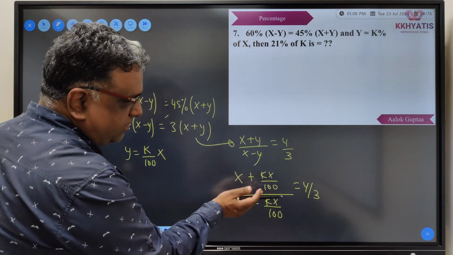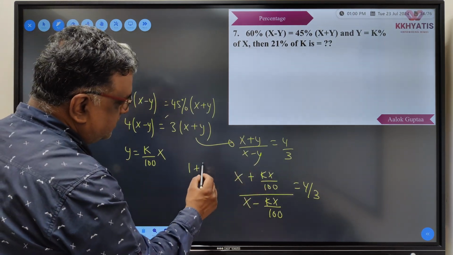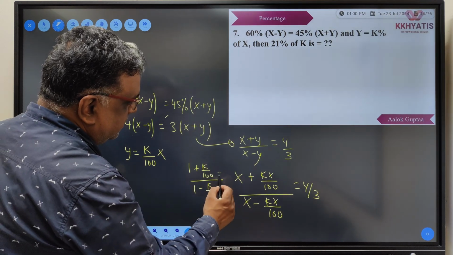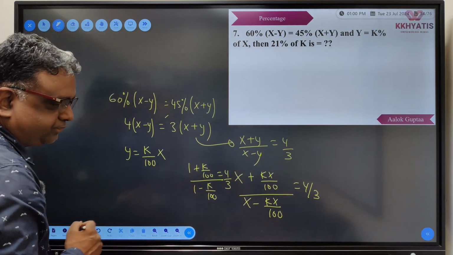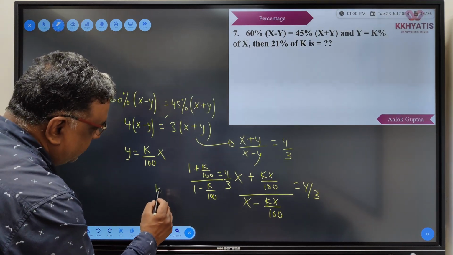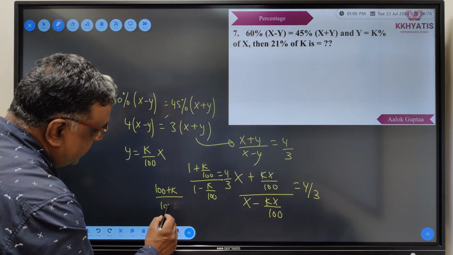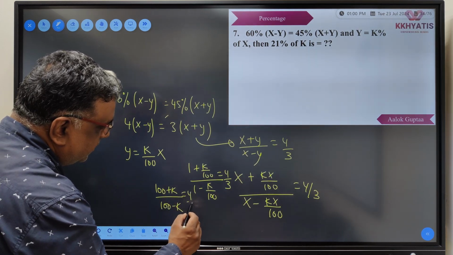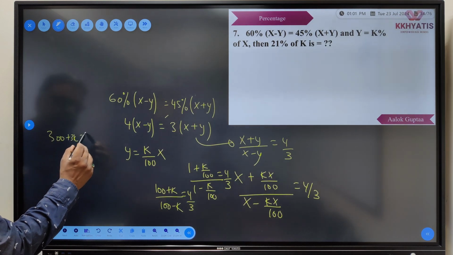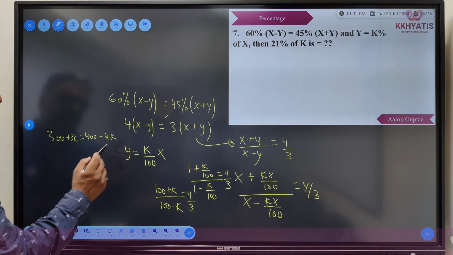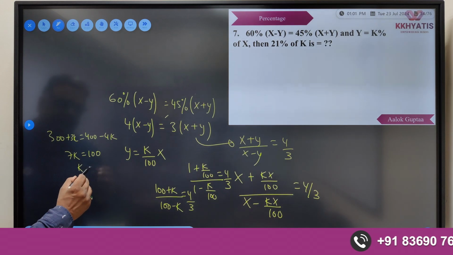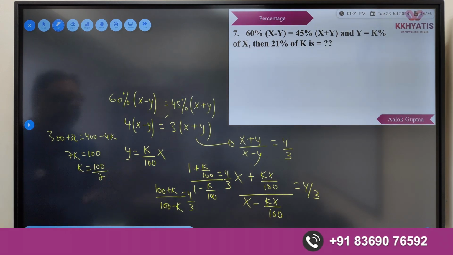If I take x common from numerator and denominator, this will become 1 plus k upon 100 upon 1 minus k upon 100 is 4 by 3, correct? Now I have to just simply solve this. So this will be 100 plus k upon 100 minus k is 4 upon 3. If I solve this, 300 plus 3k is 400 minus 4k. I will take k this side. So 7k is 100 and k became 100 upon 7, right?